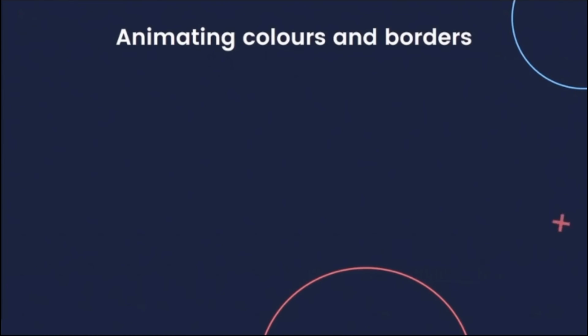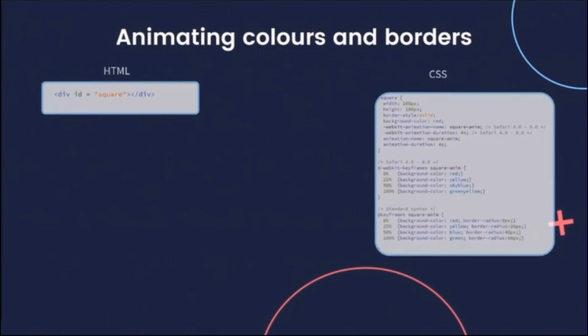Now let's have a look at a couple of examples of animations in CSS. First of all, here we have an example of animating colors and borders. Okay, and in our HTML code, we simply have a div container with an ID of square.